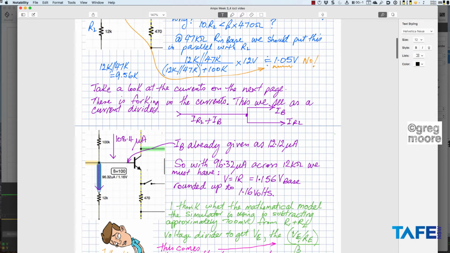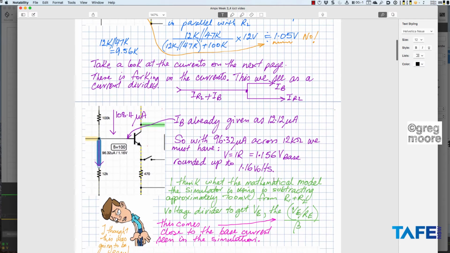I think what they must have, they've certainly got the 96.32 microamps through the 12k, that's where we get the 1.156, 1.16 volts from. But I think the mathematical model that the simulator is probably using, they must be subtracting the 700 millivolts VBE from what you'd have with a bare voltage divider there, and then using this equation, VE on RE over beta. It's not exactly correct, but it's coming much closer to that 1.16 volts.